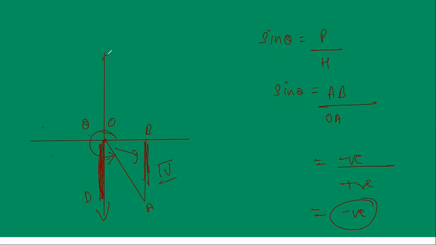So it means sine theta is positive in the first and second quadrants and negative in the third and fourth quadrants. I already told you, always remember the angles you are taking, please take them from the positive x-axis only. So this is all about why the sine function has two values, positive or negative, depending upon which quadrant we are in.